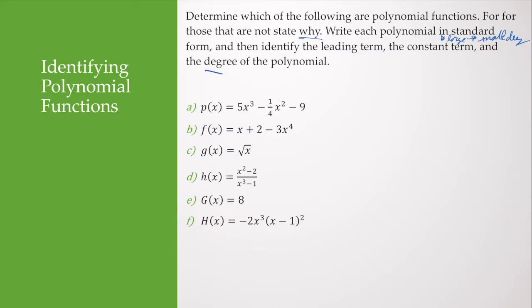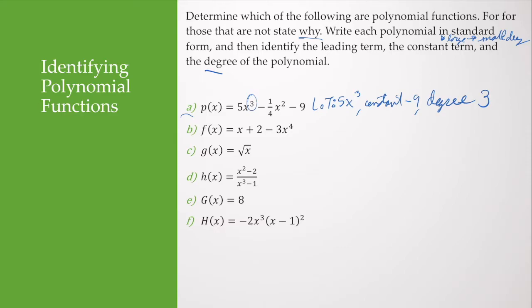Is A a polynomial? Yes, it's a cubic. It's a degree 3 polynomial. It's already written in standard form because it goes from largest degree of x to smallest degree. My leading term is going to be 5x cubed. My constant is -9. And my degree is 3.